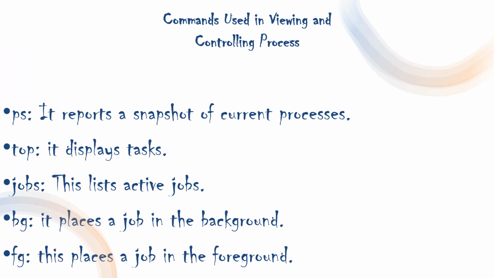Commands used in viewing and controlling processes. ps reports a snapshot of current processes. top displays tasks. jobs lists active jobs. bg places a job in the background. fg places a job in the foreground.